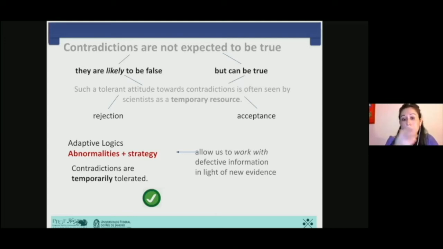especially the set of abnormalities plus the strategy, are going to help us to see how these contradictions are going to be temporarily tolerated and how we are open to revise our commitments to them. In general, adaptive logics will allow us to work with defective information without necessarily accepting it to be true, for instance, or to accept it in a strong sense, in light of new evidence.